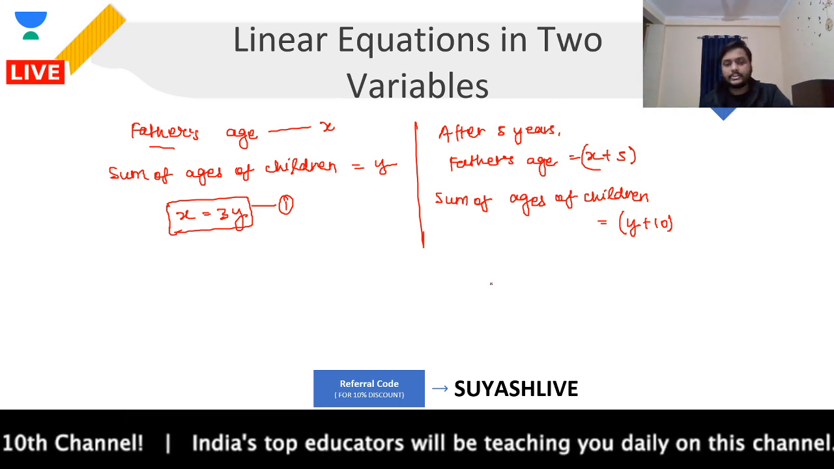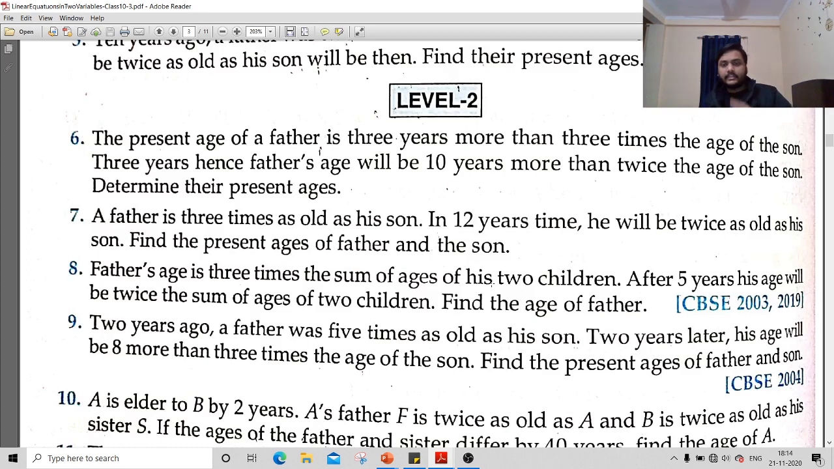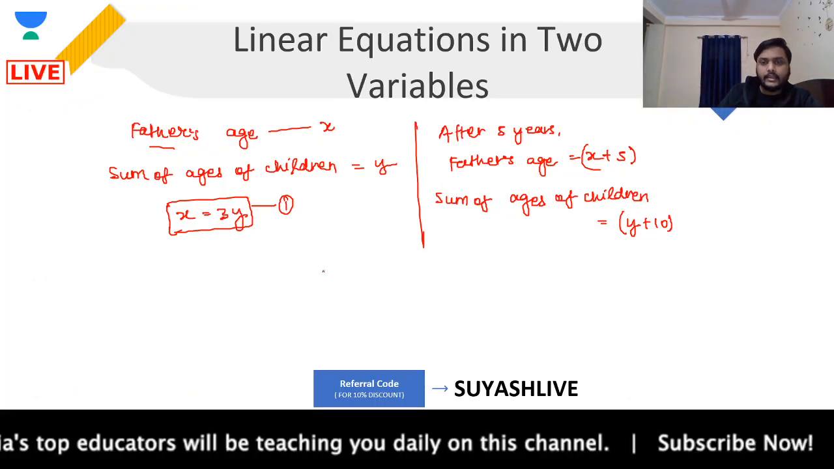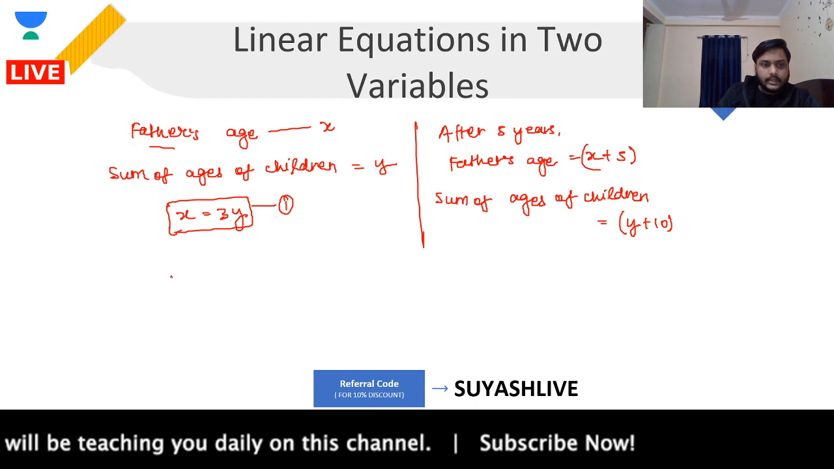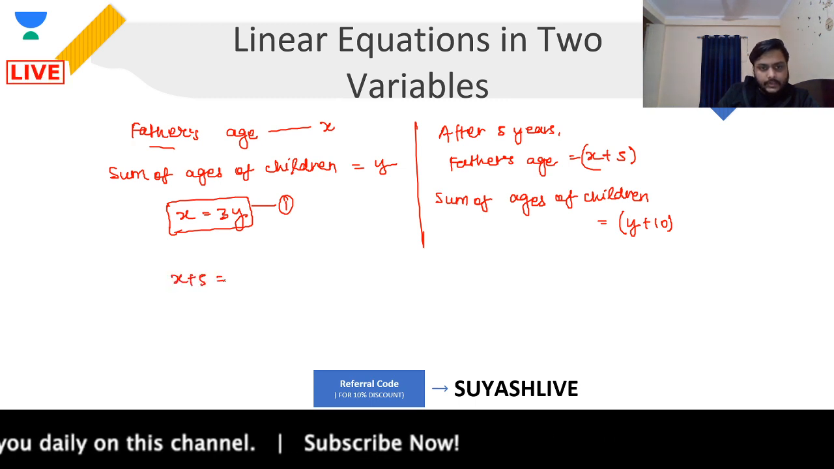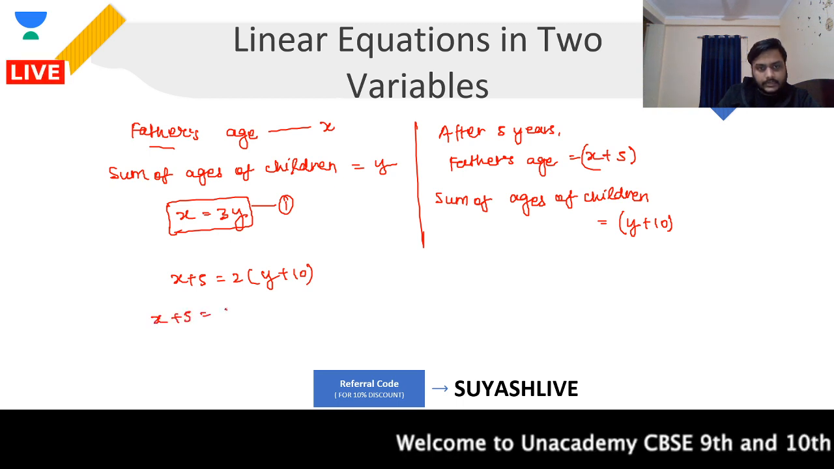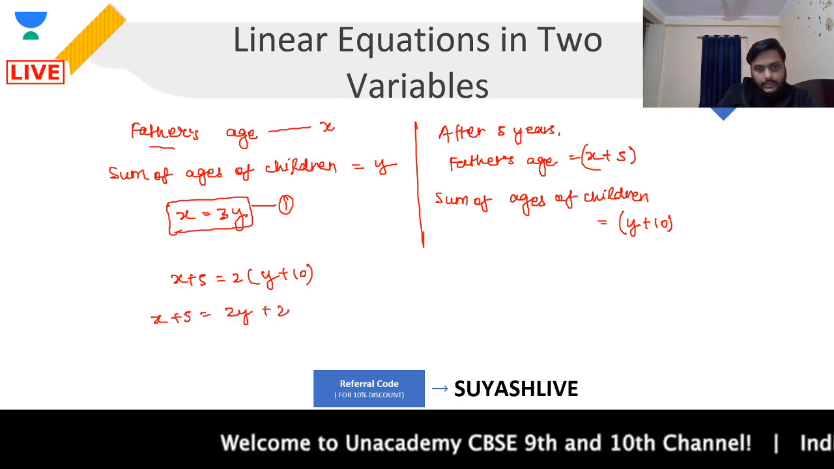Now you simply use the condition, and the condition is saying that it will be 2 times, right? After 5 years his age will be twice the sum of ages. Let's do it. So I'm simply saying that father's age is what? x plus 5 is 2 times y plus 10. From here I can say x plus 5 is equal to 2y plus 20.